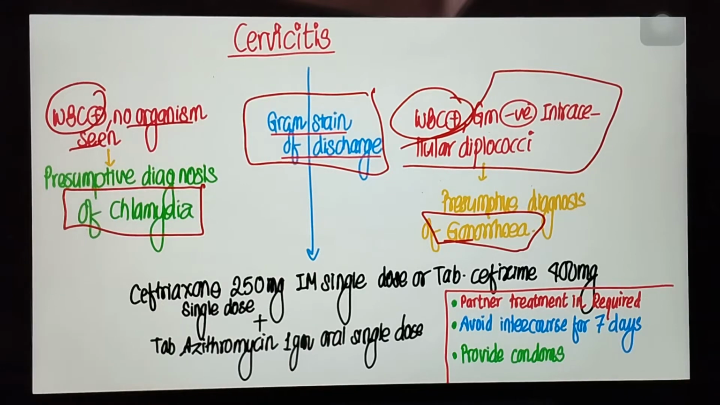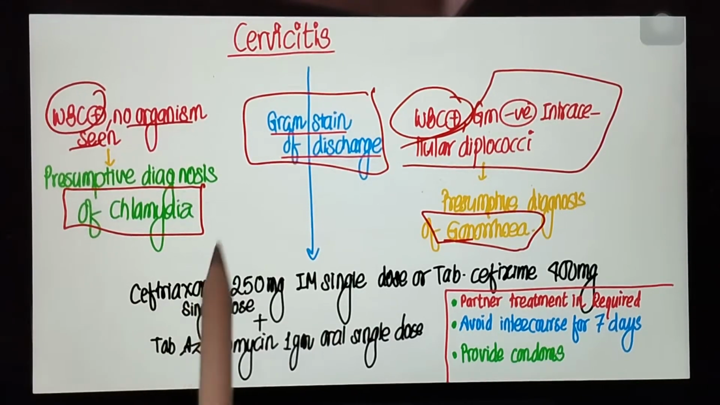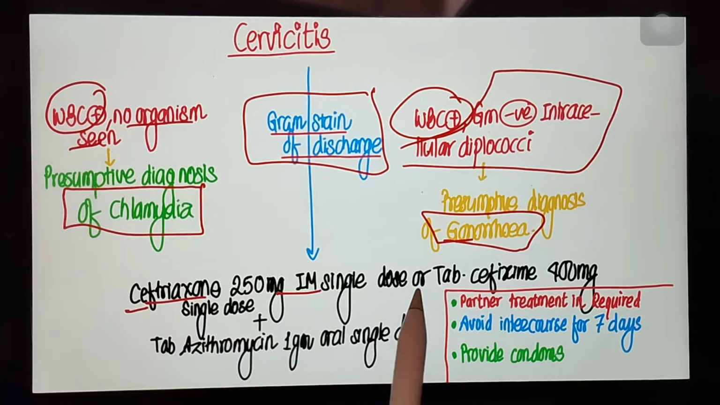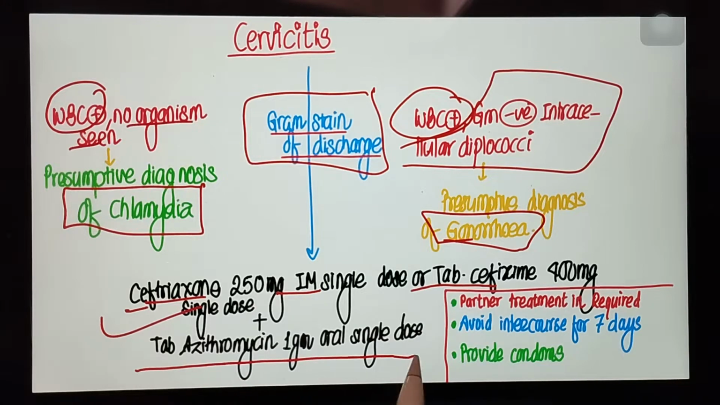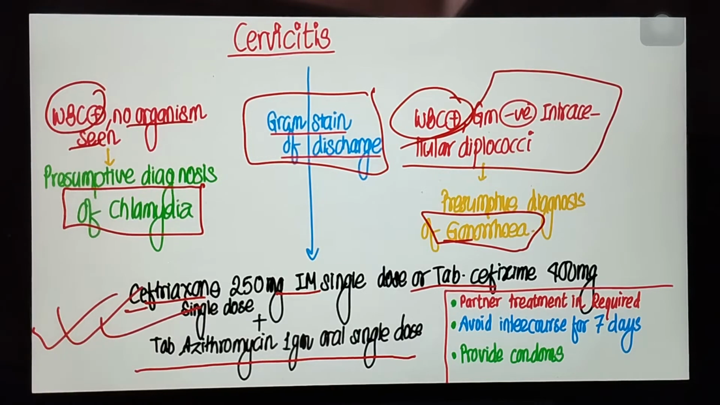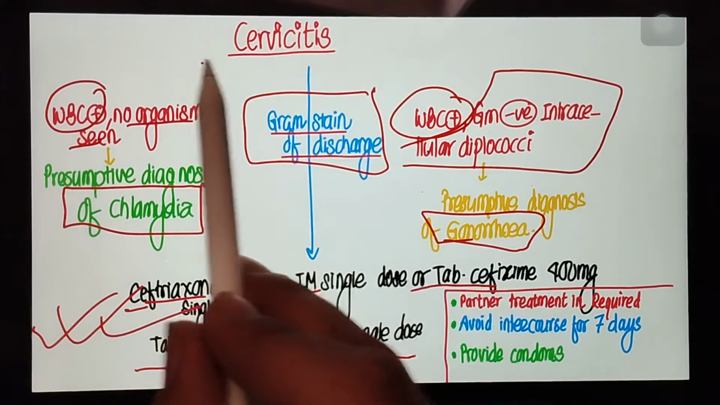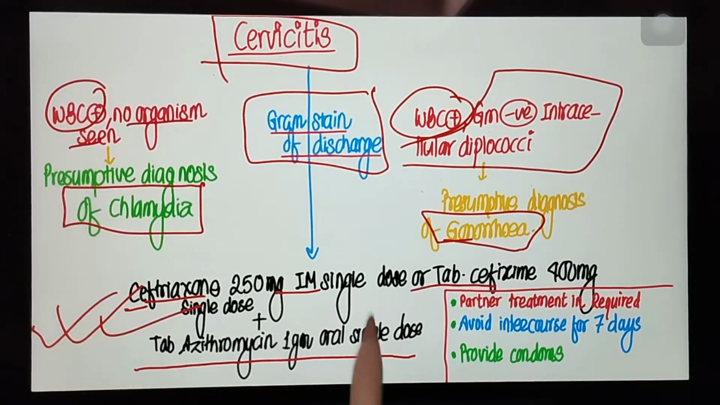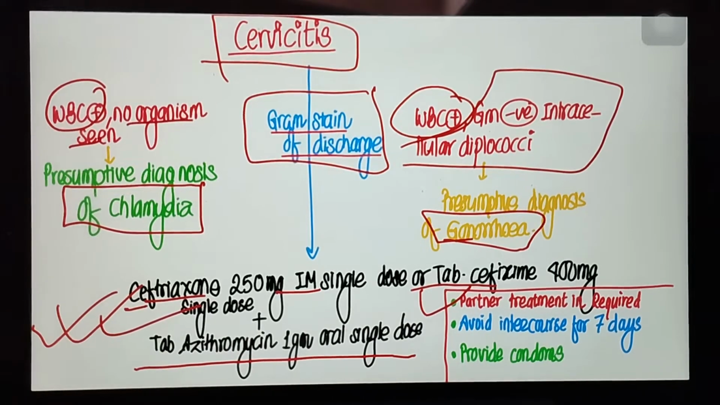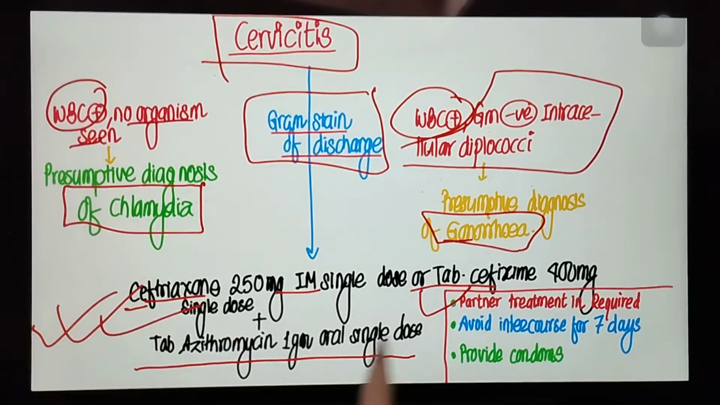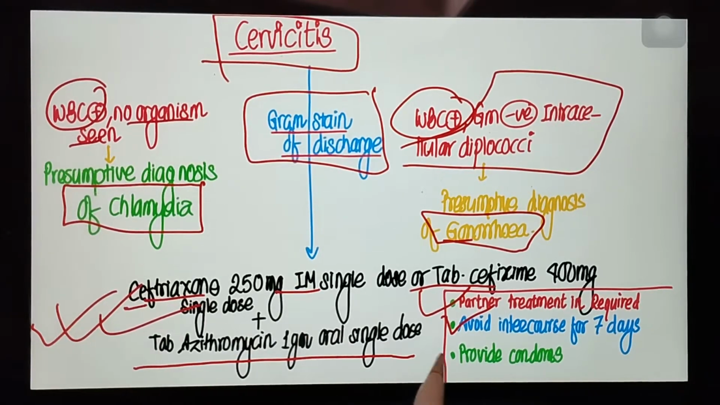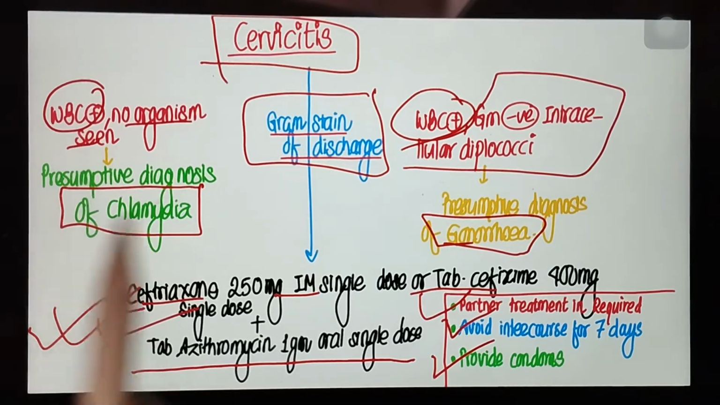The drugs we have to give are ceftriaxone 250 mg intramuscular single dose, or tablet cefixime single dose, and tablet azithromycin 1 gram oral single dose must be given. So in cervicitis, if these organisms are there, we have to treat the partner also. Partner treatment is also required, we have to tell the patient to avoid intercourse for 7 days, and we should also provide condoms to the patients.